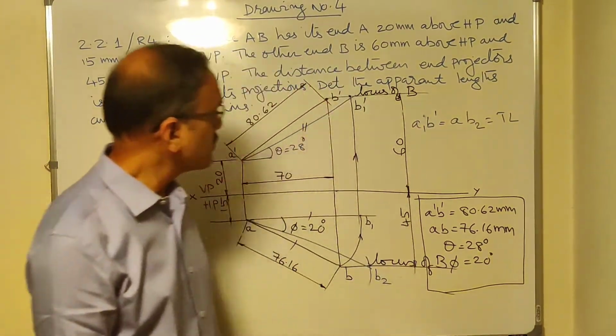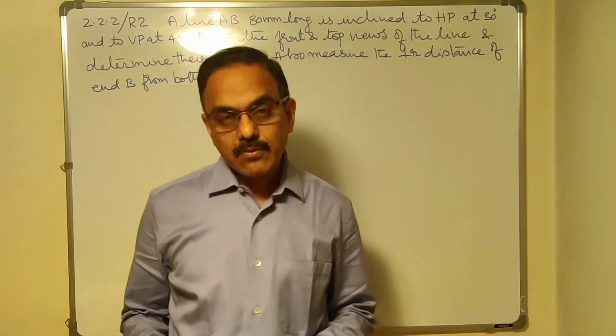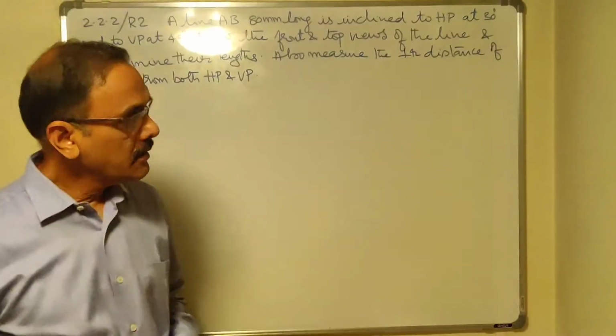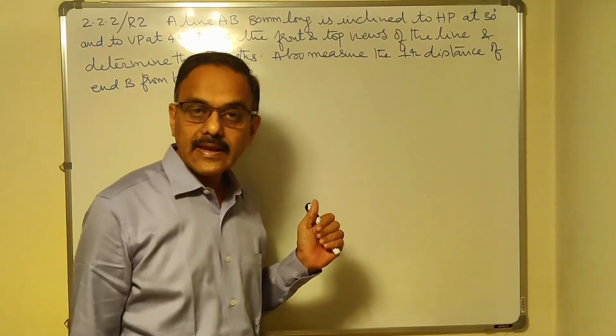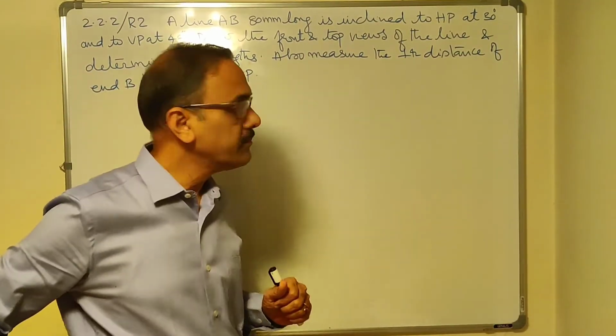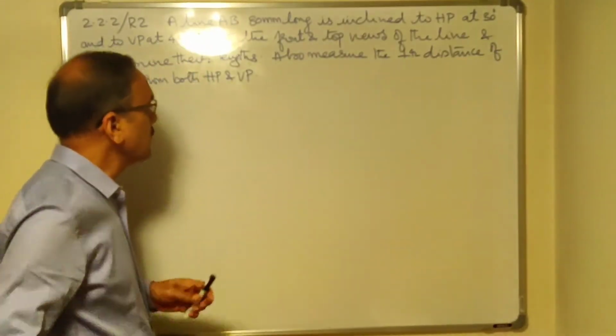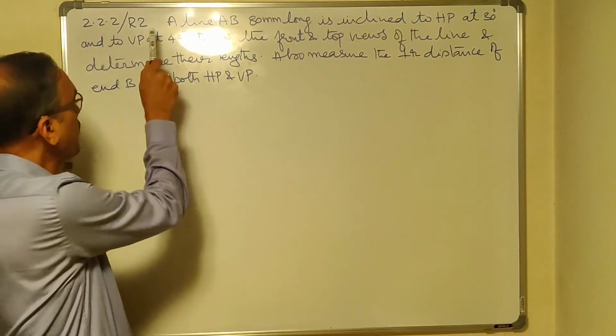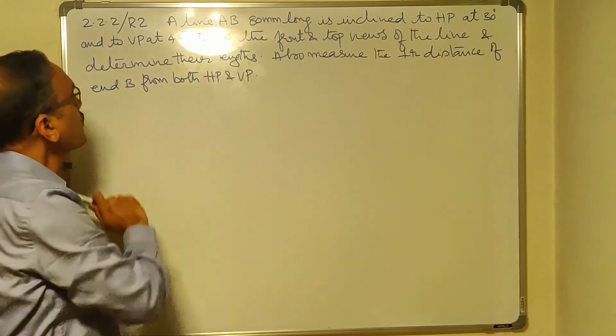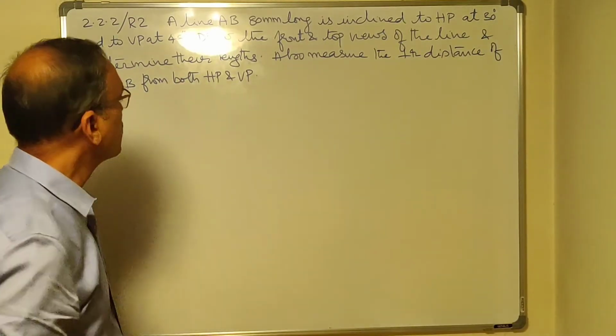Let us take the next problem. This problem is also on the case of a line inclined to both HP and VP. The problem goes like this. The problem number is 2.2.2 from the question bank, and problem number 2 from VTU primer.